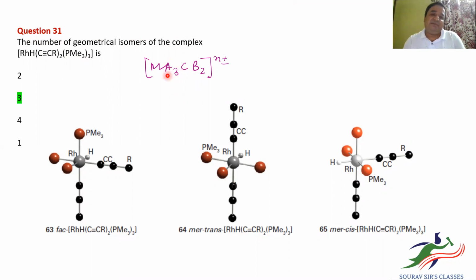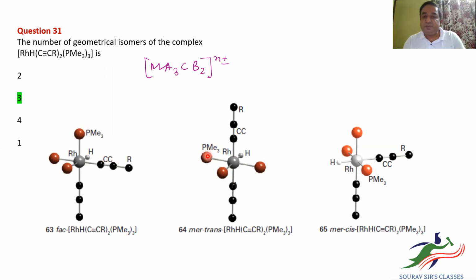Now, whenever you see MA3, always remember to think of a facial. So if you are thinking of a facial isomer over here, then obviously the other one will be meridional. Now for a facial, it means in an octahedron, which has 8 faces, one face will be occupied by 3 atoms. So you can make a triangle out of that face. Now, if you want to make the meridional, simply take one of the PMe3 and put it trans to another one. So this red sphere trans to another red sphere will give you a meridional.